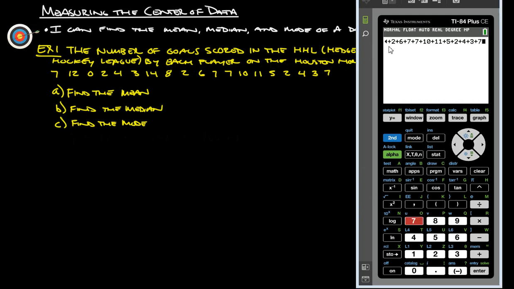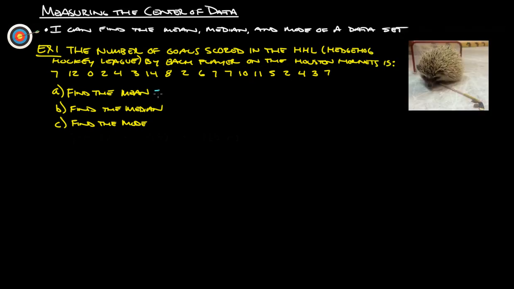Okay, so I put them all into the calculator because it takes a little bit of time. Push enter, and it adds up to 114. There are 19 numbers, so we divide that by 19, and we magically get 6. So the mean would just be 6, adding them all up, dividing by the total number of numbers.